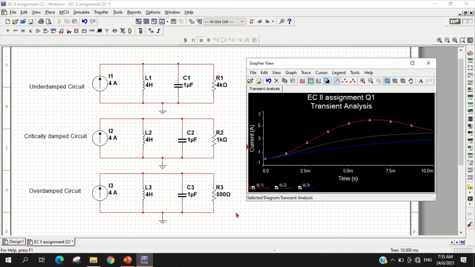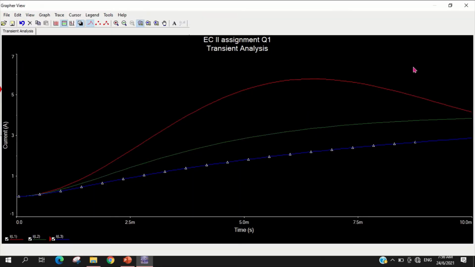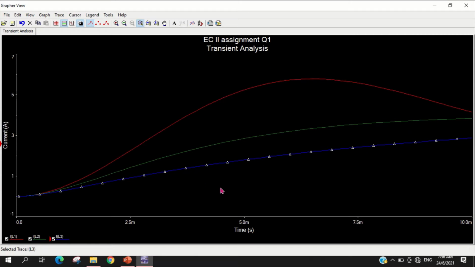Press simulate, and then this is the graph generated from the simulation. The red one here indicates IL1, that is for the underdamped circuit. The green one here indicates IL2, that is for the critically damped. And lastly, the blue one here is IL3, that is for the overdamped circuit. So this is the graph generated from the simulation. This is for the current across the inductor.